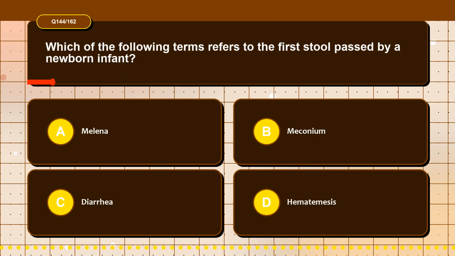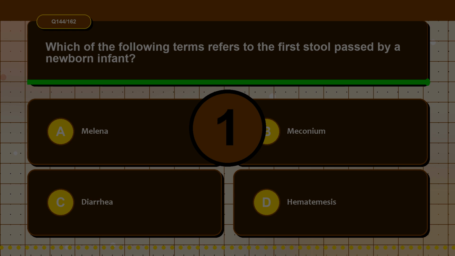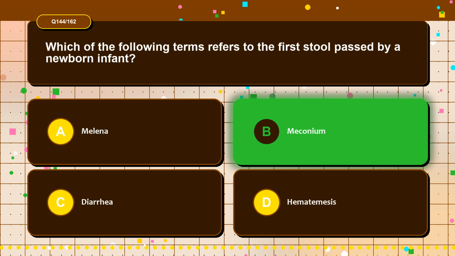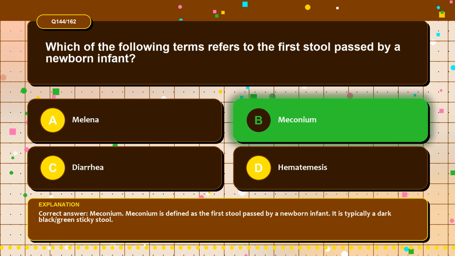Question 144. Which of the following terms refers to the first stool passed by a newborn infant? Here are the options. Option A, melena. Option B, meconium. Option C, diarrhea. Option D, hematemesis. The correct answer is option B, meconium. Correct answer, meconium. Meconium is defined as the first stool passed by a newborn infant. It is typically a dark black/green sticky stool.